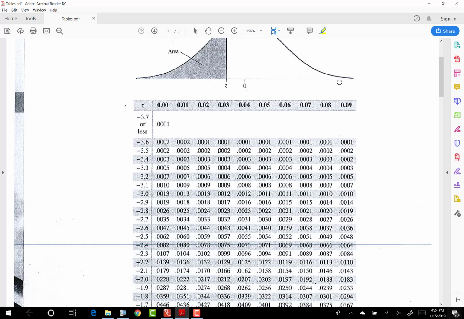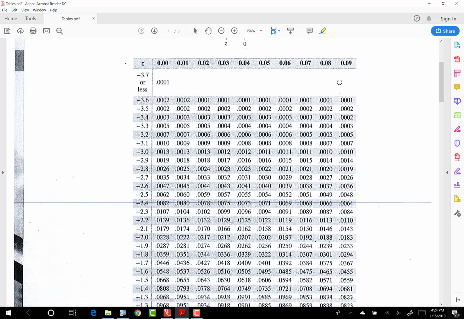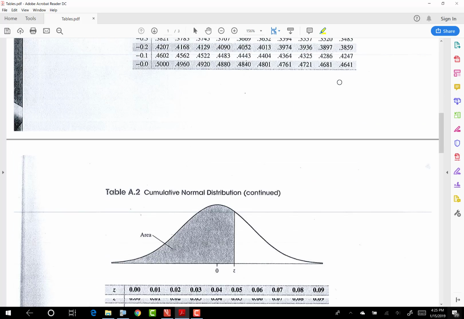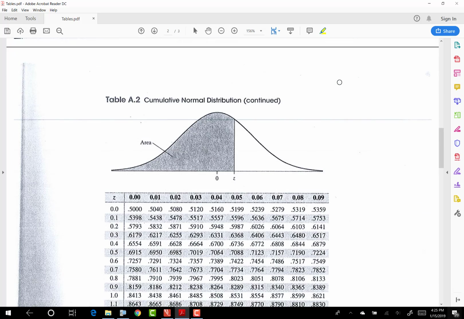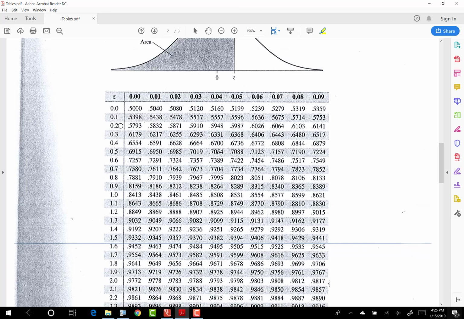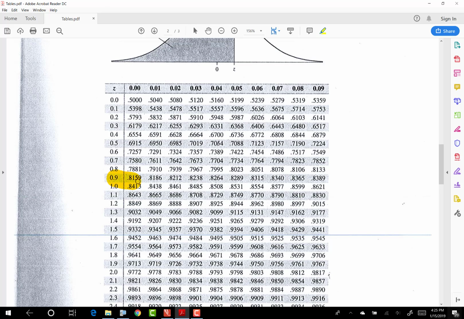The first page of your z table has negative z values. You can see how we have negative 3.6, negative 2.5. I'm going to scroll down to the second page, which also still gives us the areas to the left. The first column is going to be the ones and tenths place of your z-value, and then the top row gives you the hundredths place. So for 0.94, we're going to go down to 0.9, which is right here, and then we're going to go over to 0.04. Where they intersect, that's the value you're looking for.